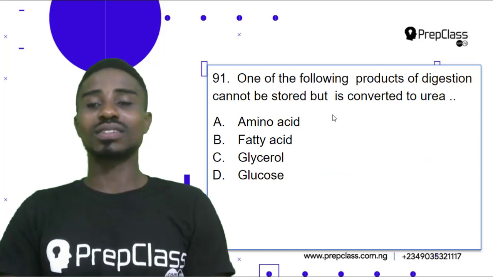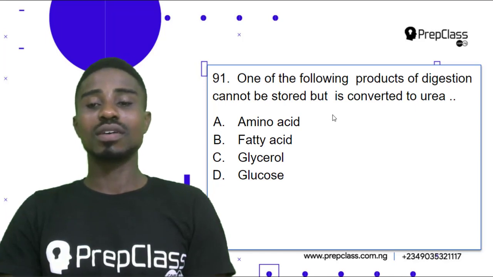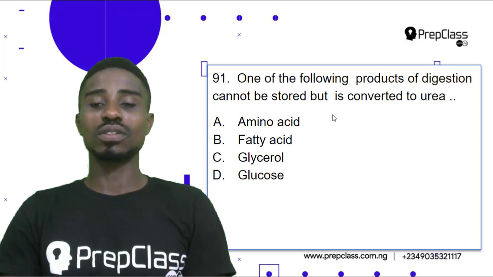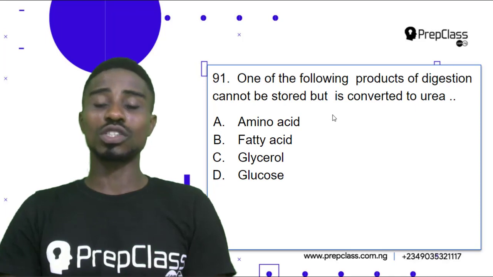Question 91. One of the following products of digestion cannot be stored but is converted to urea. A. Amino acid. B. Fatty acid. C. Glycerol. D. Glucose. For us to carefully select the correct answer, we need to analyze all of the options and see which one best answers our question.